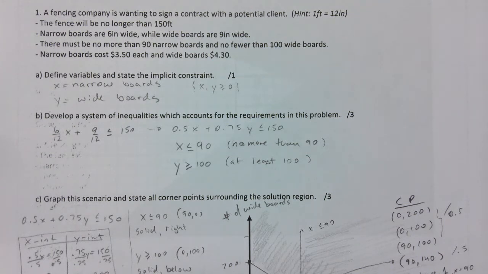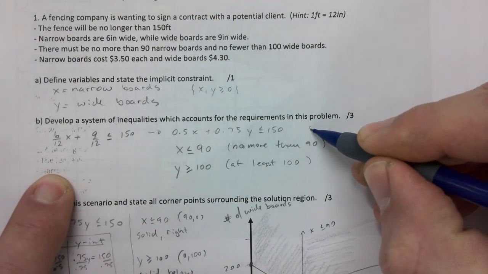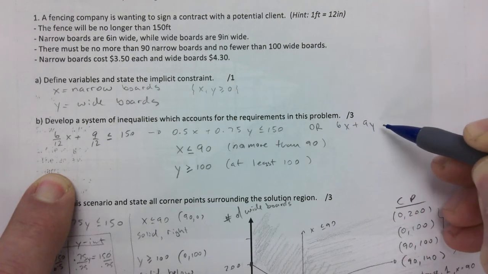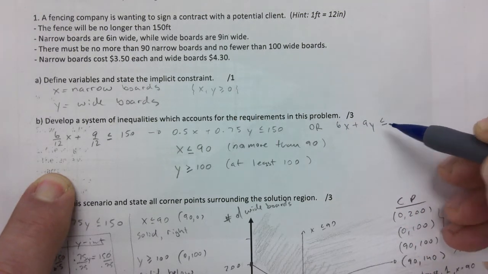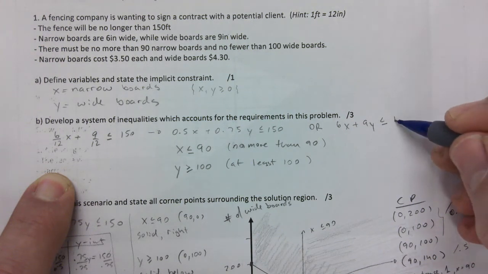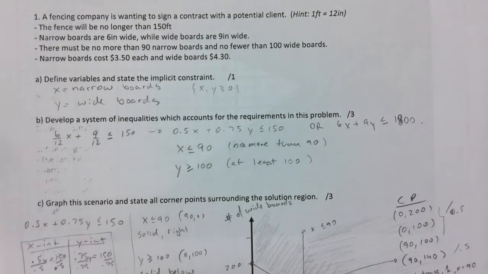So let's just continue with this. If you don't, we'll talk about that. So yes, it is correct. Maybe I will say 6x plus 9y is less than or equal to 150 times 12, so that would be 1800. So that is fine. Nothing wrong with it. As long as you have the same units, you're doing fine.